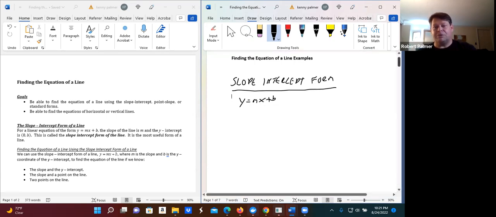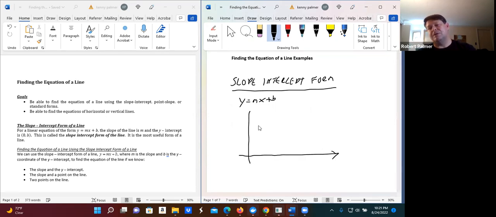Okay. Where if we just do a really basic graph, imagine these are x and y axes. Let's just have some line that looks like this. This is our line. So the b is the y coordinate of our y-intercept. And m, remember, is what we call slope.